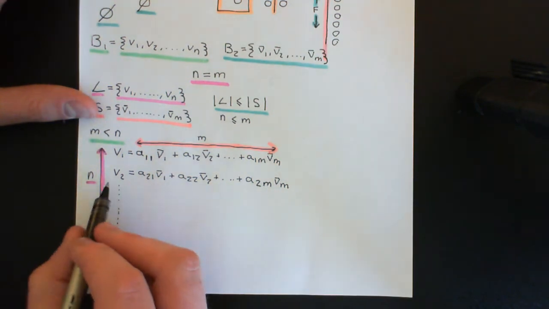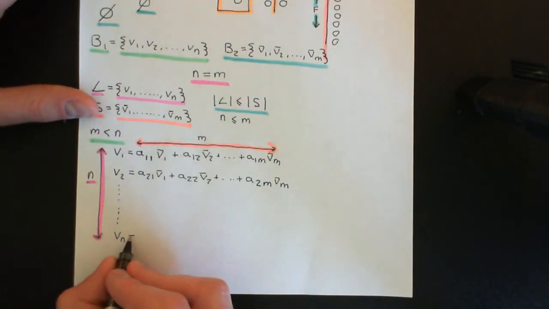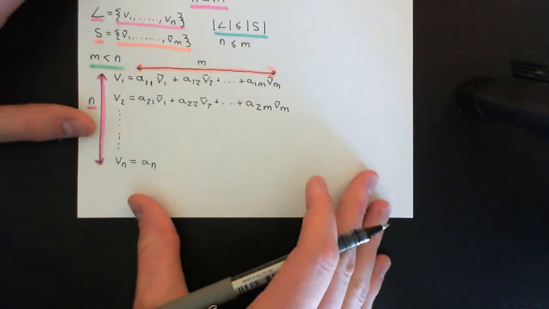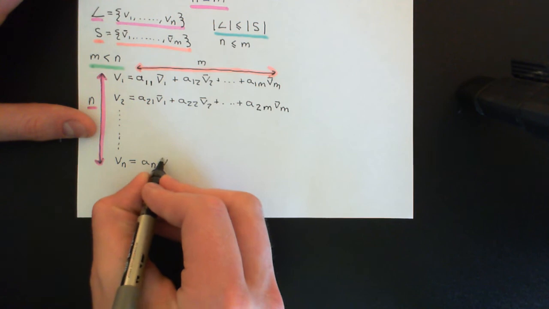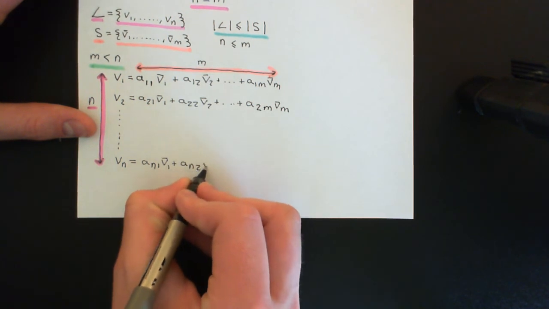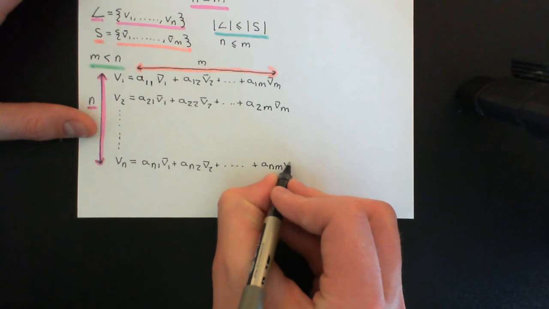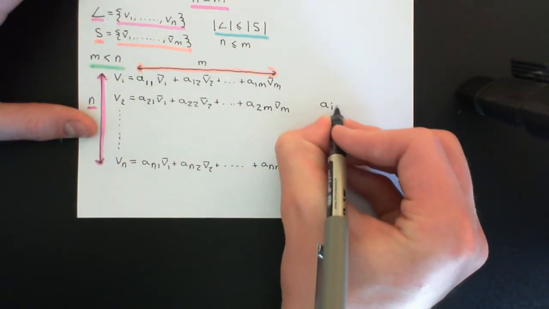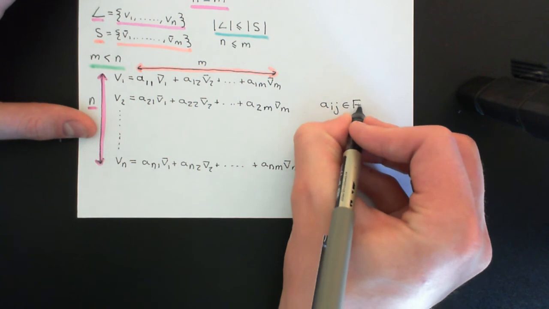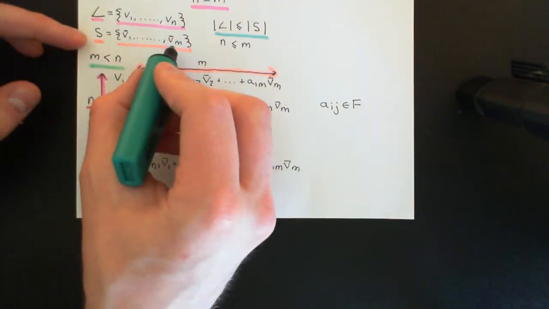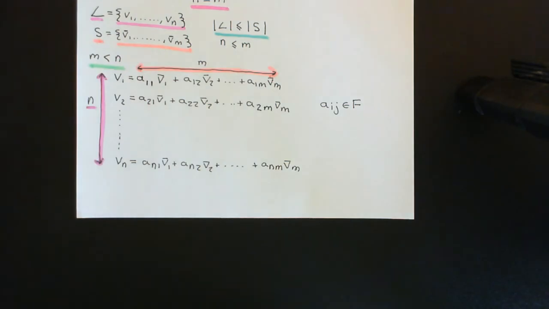So here then is the linear combination that we can express v2 as, and then we'll go all the way down to vn here, which will now have n as the first suffix. So we'll have an1 v bar 1, plus an2 v bar 2, plus all the way up to anm v bar m. All of these aij's are elements of our arbitrary field, capital F, over which this vector space is a vector space. We can always do that because this is a spanning set and this is a linearly independent set, so that's perfectly valid to do.